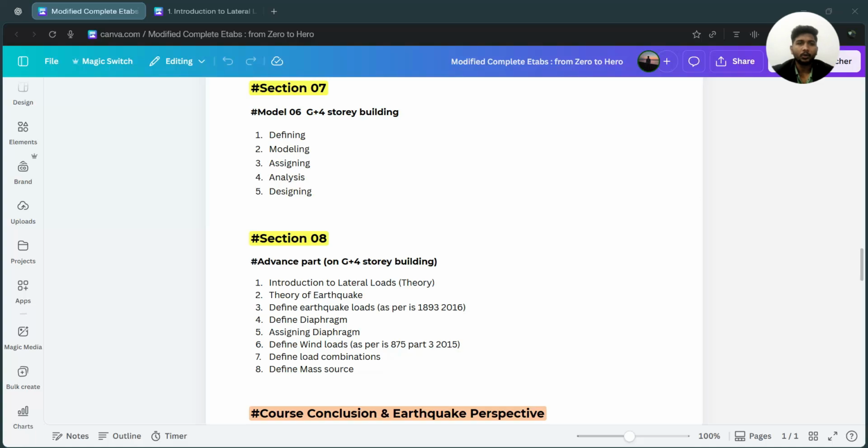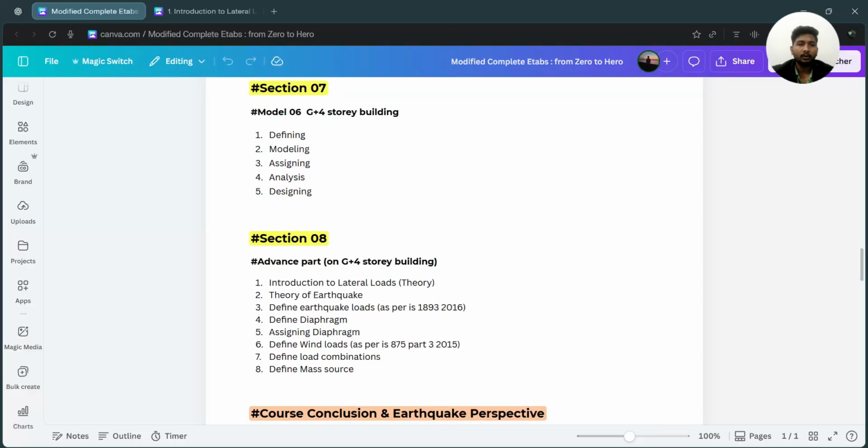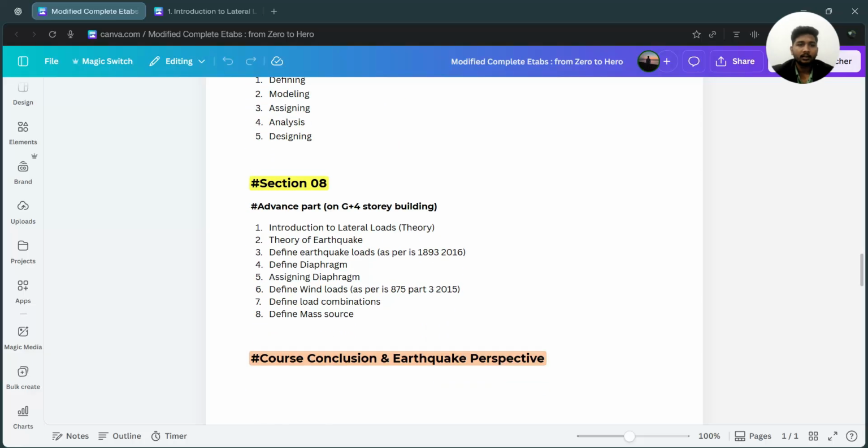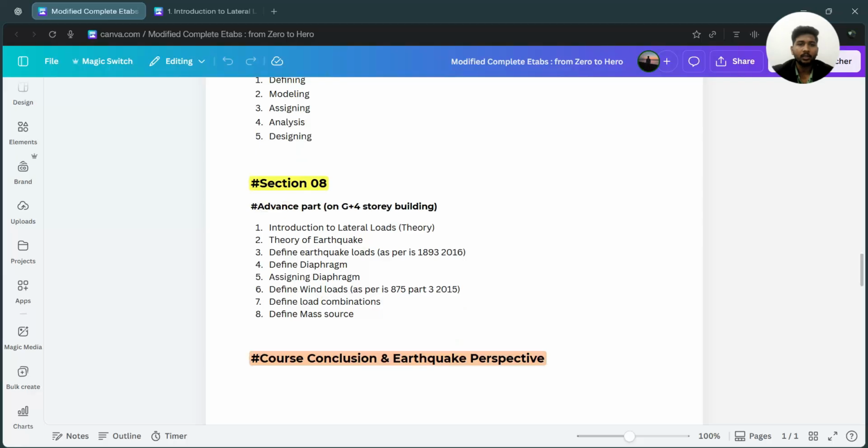As we have completed this Model 6, that was the G+4 story building, we have seen the complete defining, modeling, assigning, then the analysis and designing part for the gravity load. That was basically Section 7. Now we will start with Section 8, in which we will see the advanced part on the same G+4 story building.